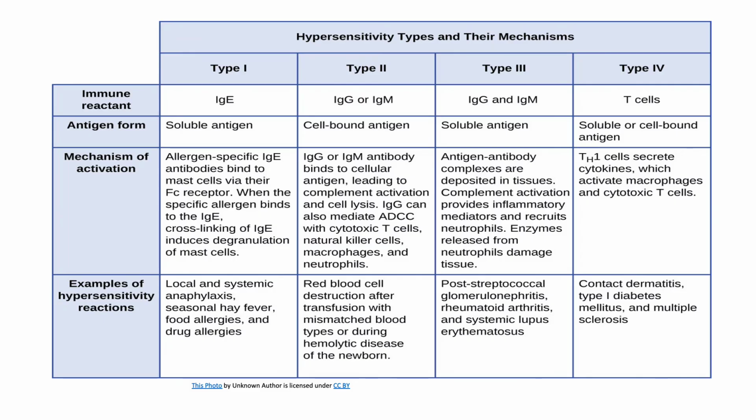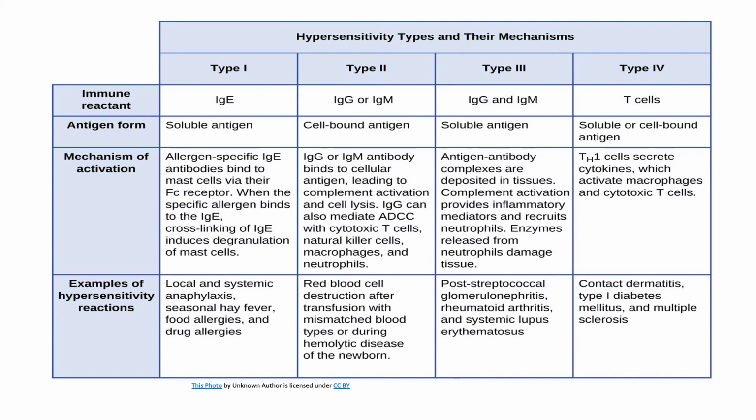In this PowerPoint slide you can see the types of hypersensitivity reactions summarized from type 1 to type 4. For type 1 the immune reactant is immunoglobulin E, type 2 is immunoglobulin G or immunoglobulin M, and type 3 is immunoglobulin G and immunoglobulin M. For type 4, the immune reactant is the T cells.